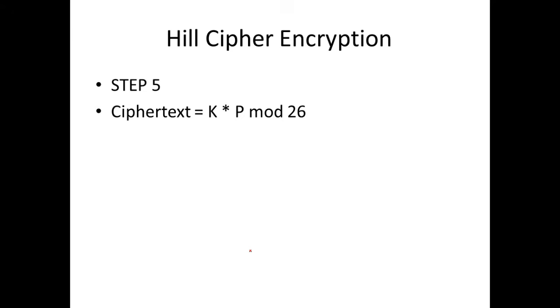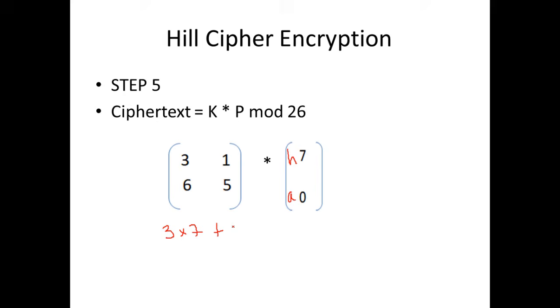Can we take P4, the last component vector? Okay, now let's take the key and multiply that with the last component vector P4. So this corresponds to H and A. So now we have understood why we padded this message with an A, because A corresponds to 0, so our computation becomes a little easy. So will you multiply this? This is nothing but 3 into 7 plus 1 into 0, that is 0. So you'll have 21. Likewise, 6 into 7 plus 5 into 0, that is 0. So you'll have 42.